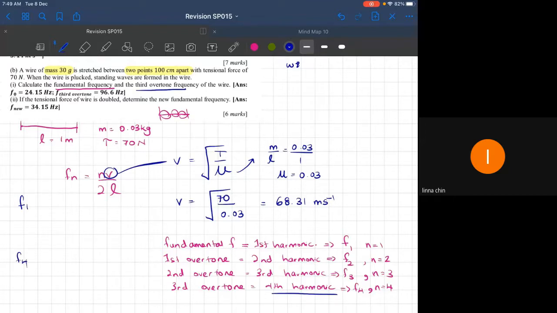Okay. So F1 sama dengan 1, V kita sama dengan 68.31 bahagi 2, length kita sama dengan 1. Okay. So our first frequency is 24.15 Hz. Okay, so we don't use F note tau. We use F1 kat sini. Kat skema tu dia salah tulis tu. Dia sepatutnya F1. Okay, faham. And then cuba kamu kira F4 pula. Berapa kamu dapat? And then someone tell me the answer.